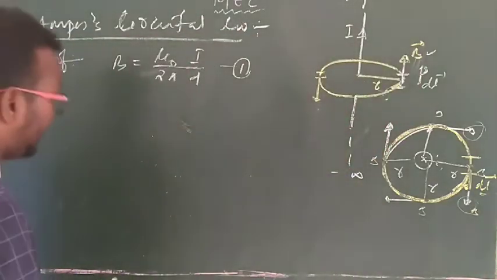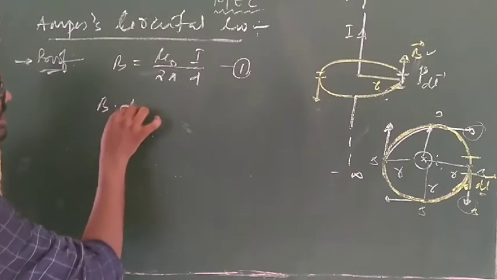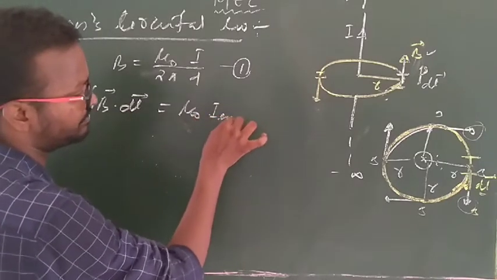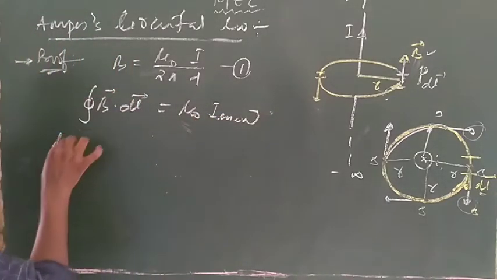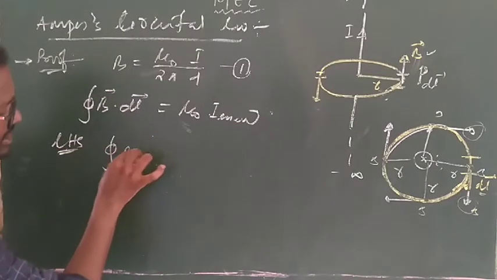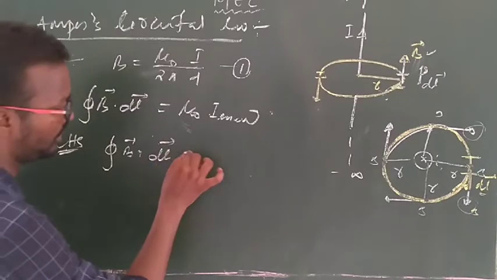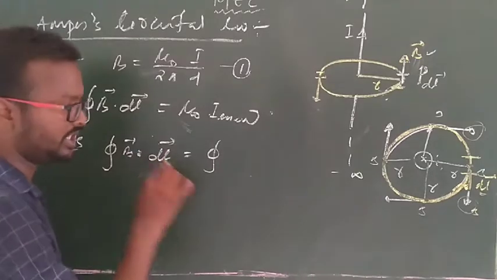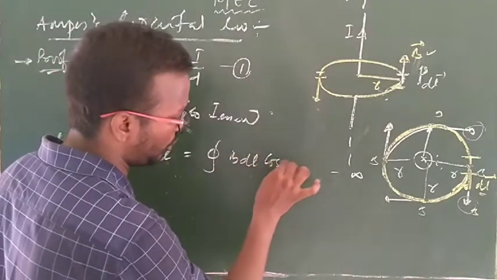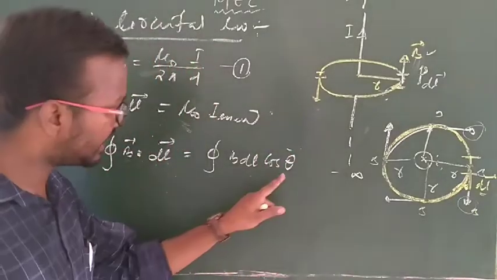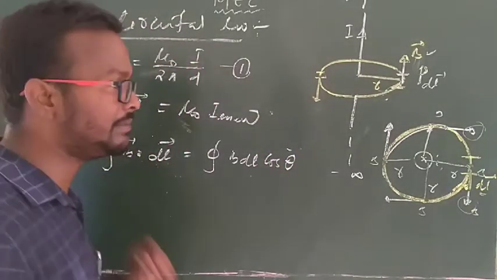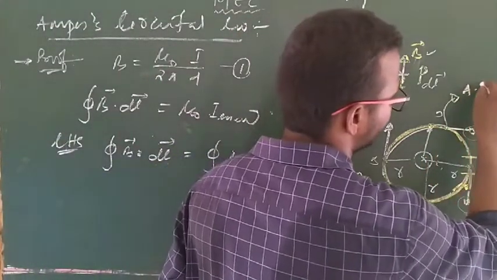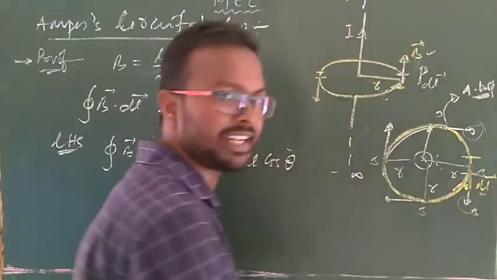We have Ampere's law: the closed integral of B dot dl equals mu naught times I enclosed. This is the LHS. So LHS equals the closed integral of B dot dl, which is equal to B dl cos theta. What is theta? Theta is the angle between the magnetic field and the length element dl. This Amperian loop gives the symmetry of the magnetic field.